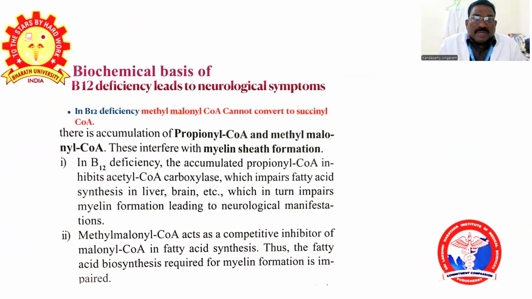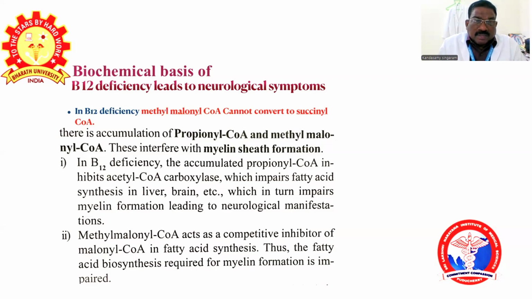What is the biochemical basis of the vitamin B12 deficiency's effect on the neurological system? In B12 deficiency, methylmalonyl CoA cannot convert to succinyl CoA. So there is accumulation of propionyl CoA and methylmalonyl CoA. These interfere with myelin sheath formation.